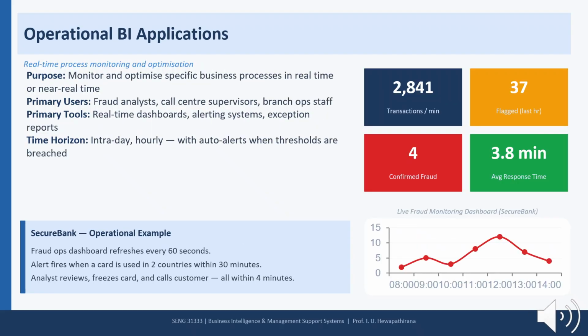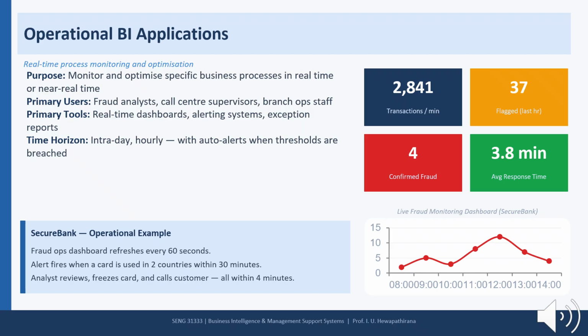The third type is Operational BI, and this is where BI gets closest to the live, moment-to-moment running of a business. Operational BI is process-centric. It is designed to monitor and optimize specific business processes, not at a strategic or departmental level, but at the transaction level. The users are frontline staff, fraud analysts, call center supervisors, inventory managers, and branch operations teams. The tools are real-time dashboards, automated alerting systems, and exception reports. And critically, the time horizon is intraday, sometimes even sub-minute.